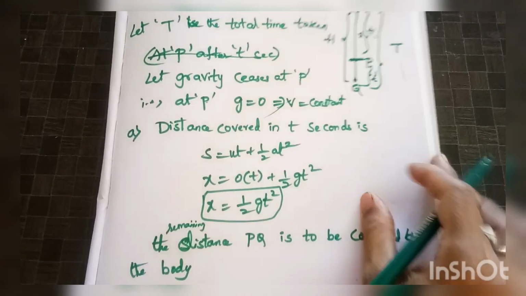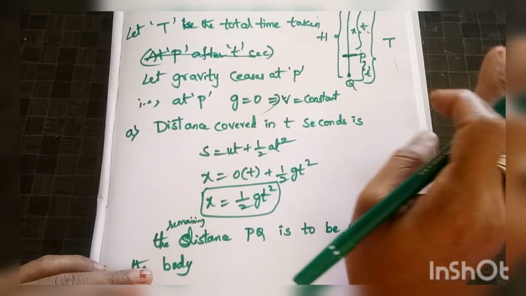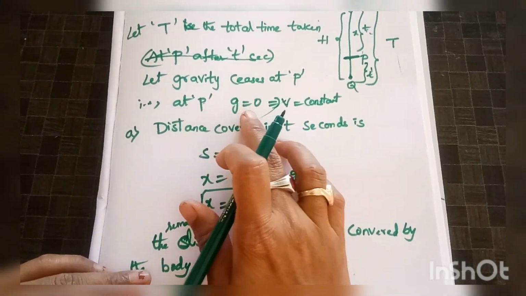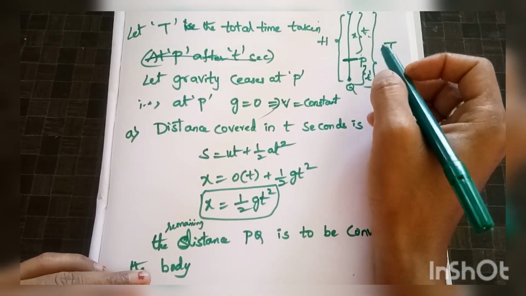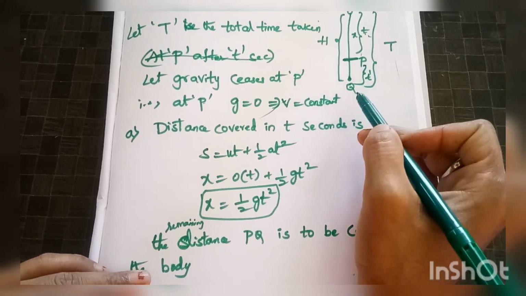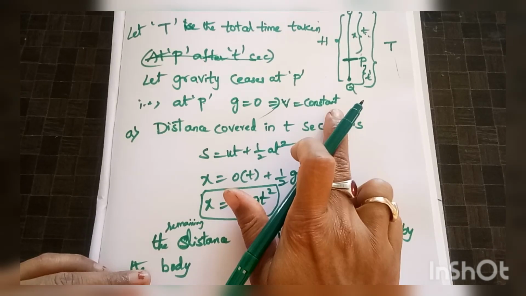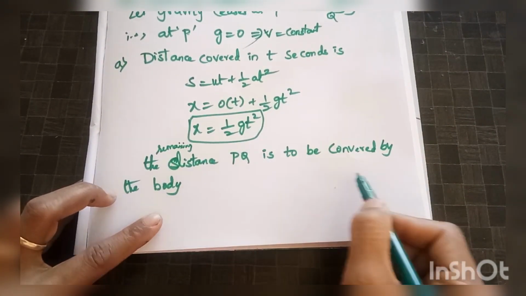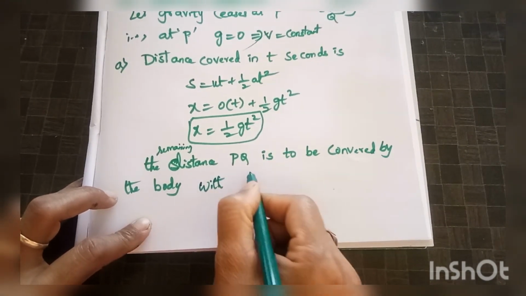So from point P to Q, it travels with a constant velocity. I said at point P, g equals 0 and v will be constant. So the body from point P to Q should travel with a constant velocity, that is v equals constant. So the remaining distance PQ is covered by the body with constant velocity.